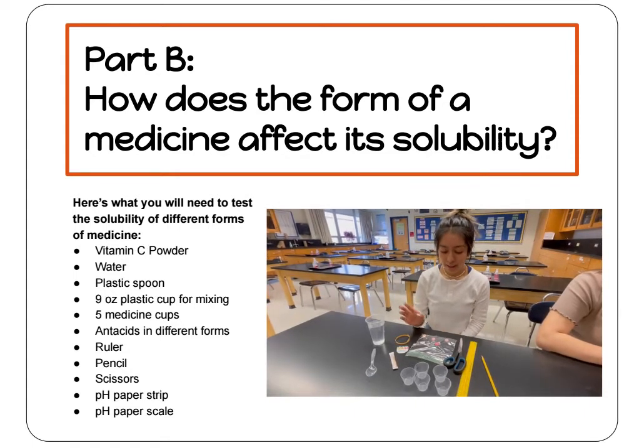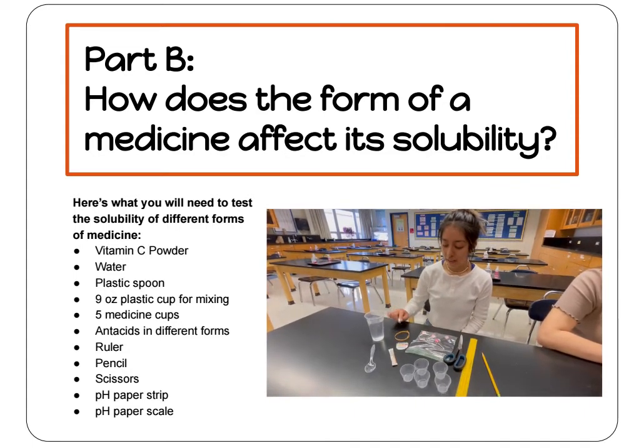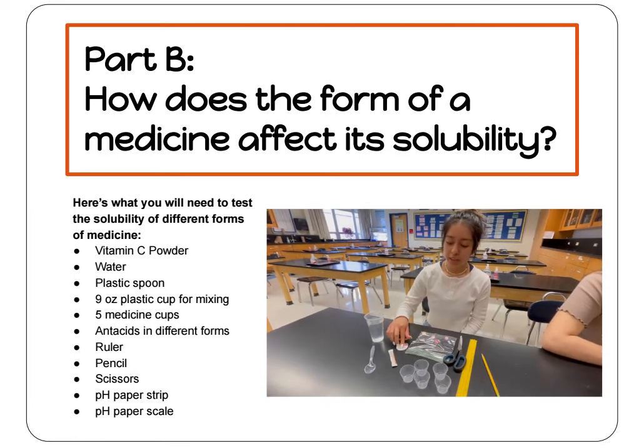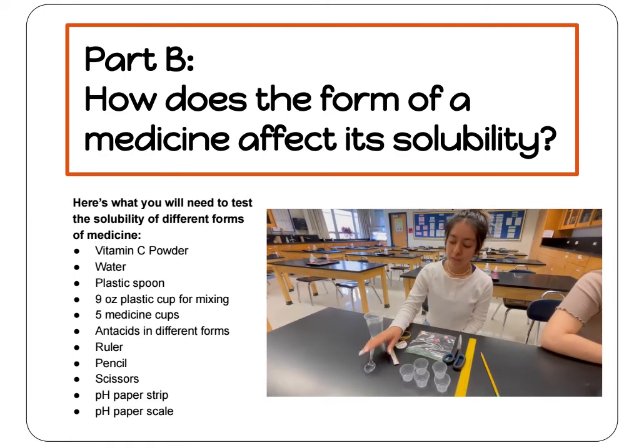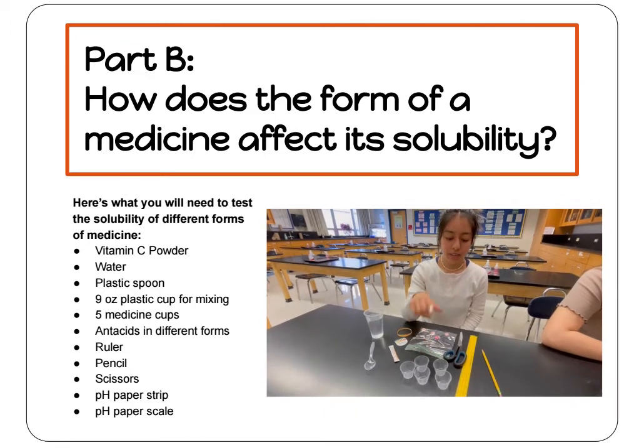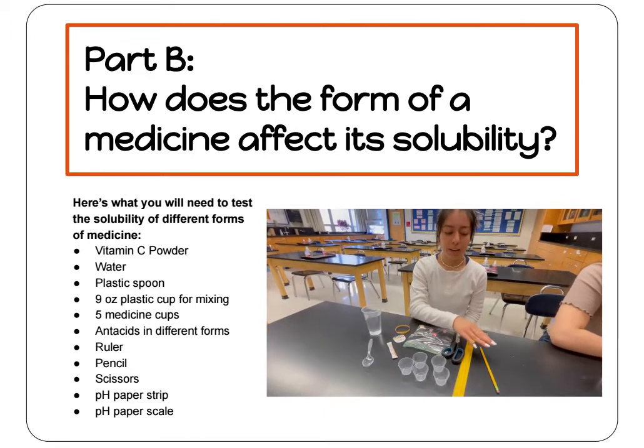Hi campers, we have the antacids, we have the pH paper and the pH paper scale, the vitamin C, and we have a spoon, water, 5 cups, scissors, a ruler, and a pencil.